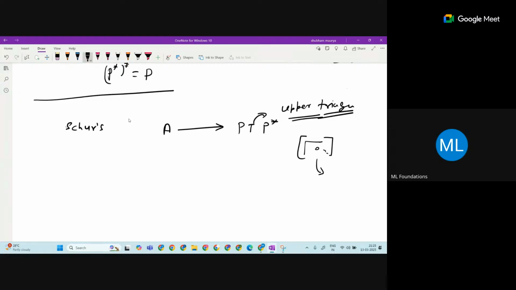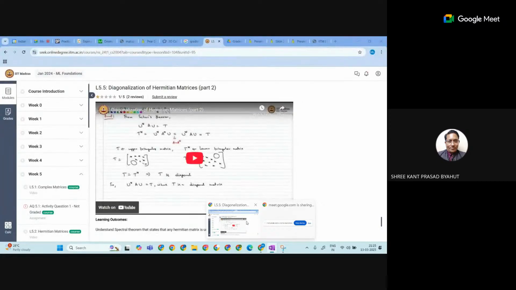You can see how the process is done in the lecture. Is it in week 6? I think it is week 5. Yeah, week 5 actually. This is the Schur decomposition.